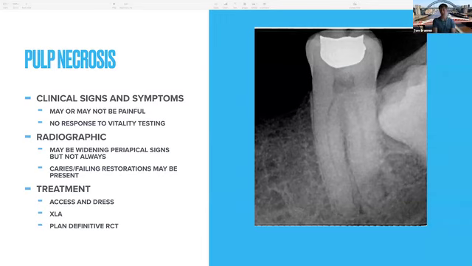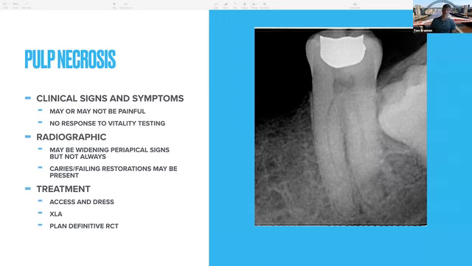You might be better off actually just scheduling them in for a longer appointment and having more time to really clean out that entire area. Because in an emergency appointment for a necrotic tooth, you really want to be cleaning right to the apex and cleaning out that entire area.